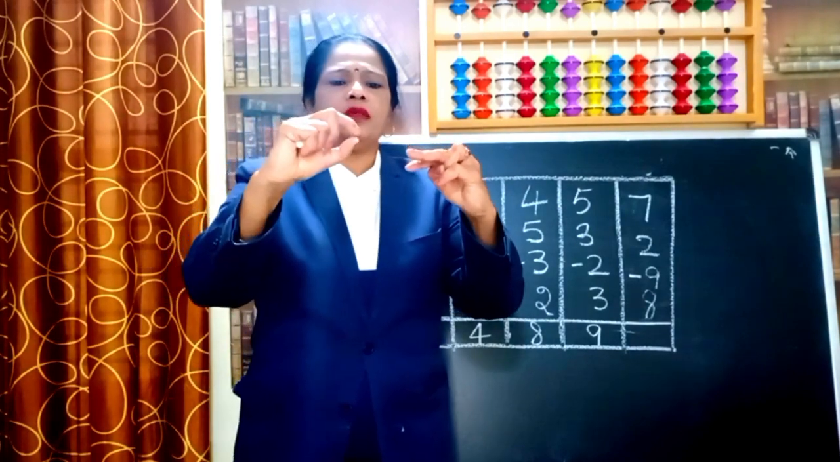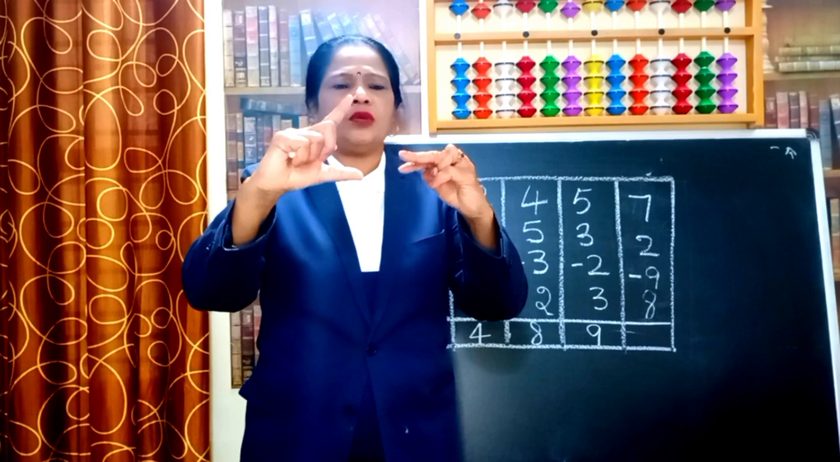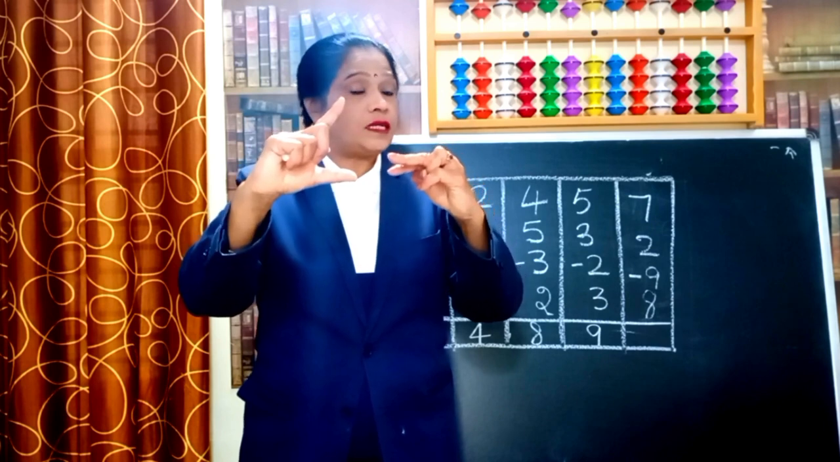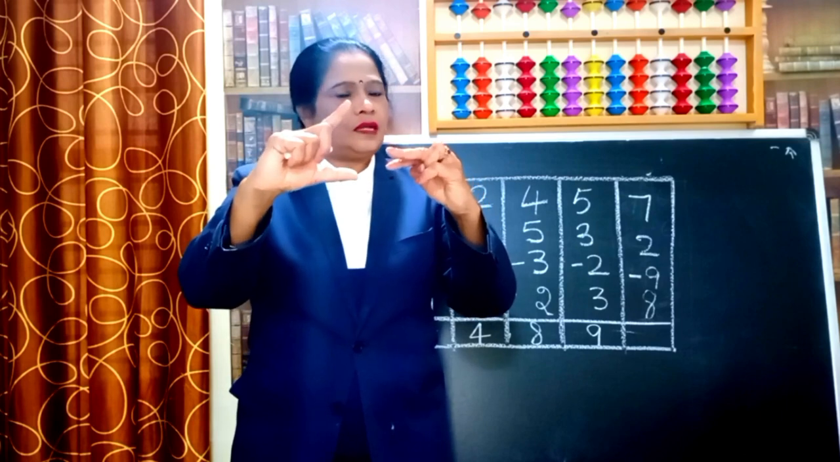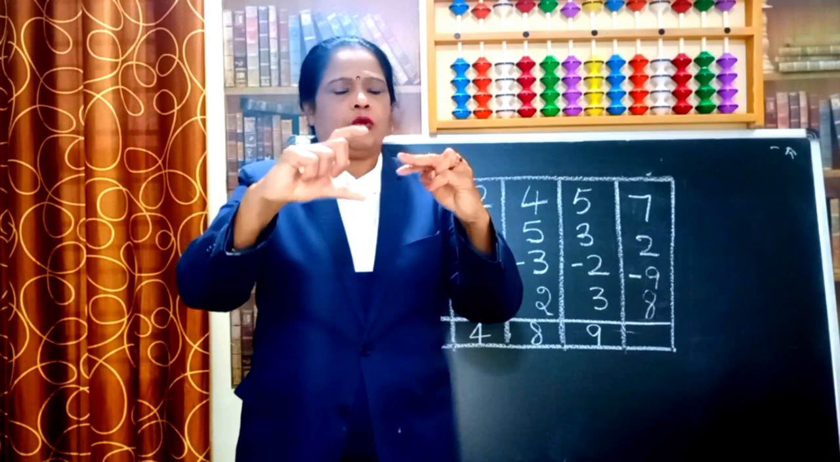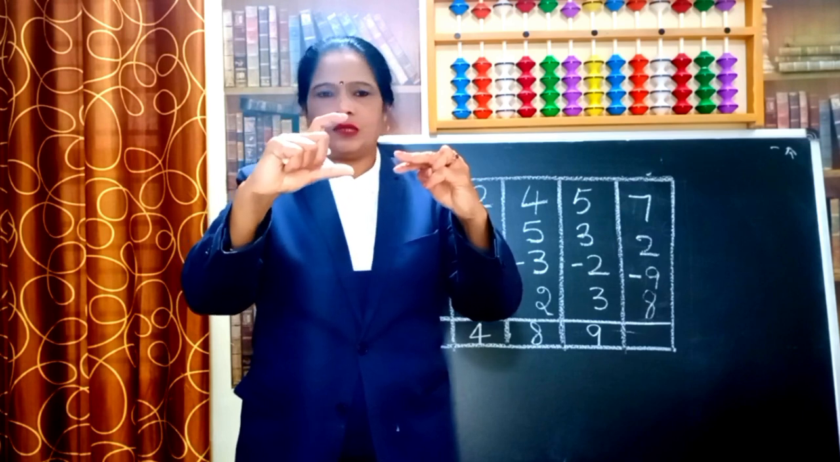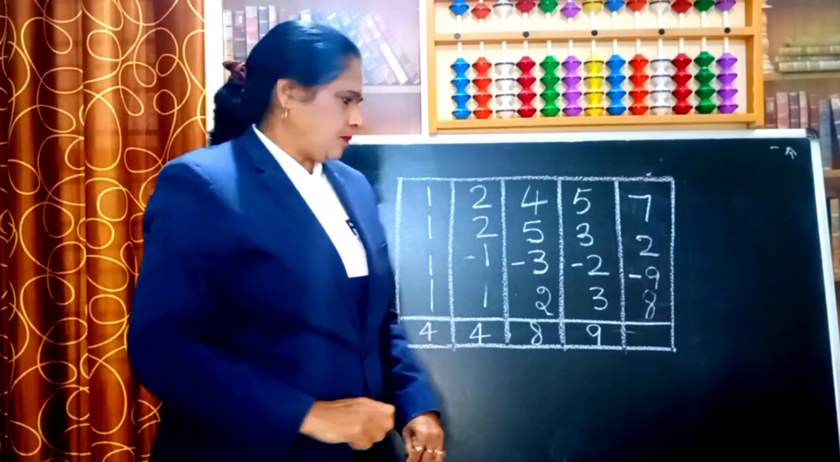Send all the beads away from the divider. You have to visualize that. All the beads are moving away from the divider. No beads are touching the divider. Okay? Now, add 8. Upper bead 1. Lower beads 3. 8. So the answer is 8. Yes.